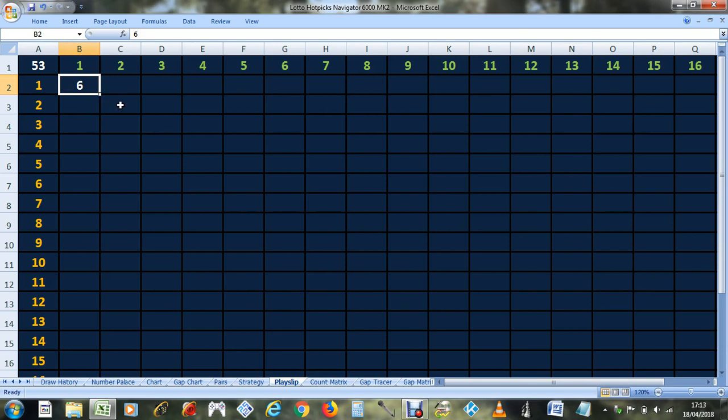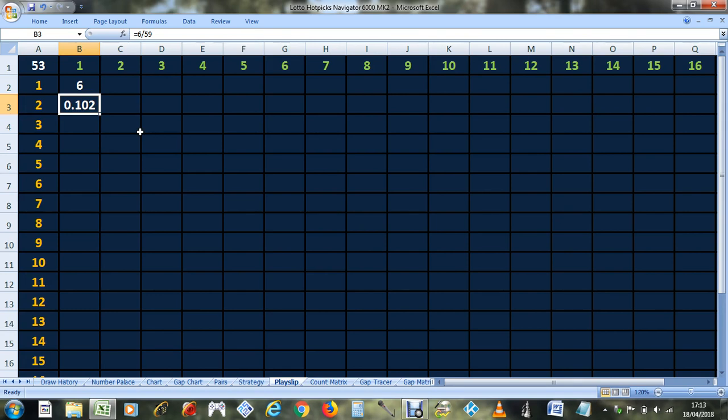So there's going to be 2 different probabilities. We've got the probability of any number being drawn is 6 out of 59. That's the same for every number.